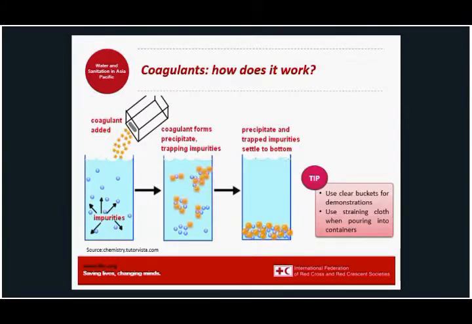And a tip to explain or demonstrate the coagulation process is to use clear buckets, so that it allows people to see how the product is working. And of course, the method can be improved by using a straining cloth when we pour the water into containers.